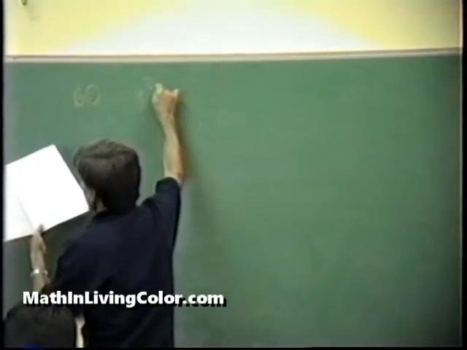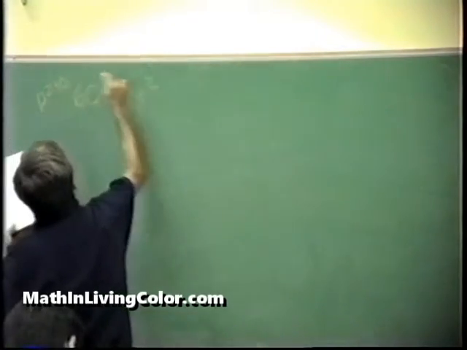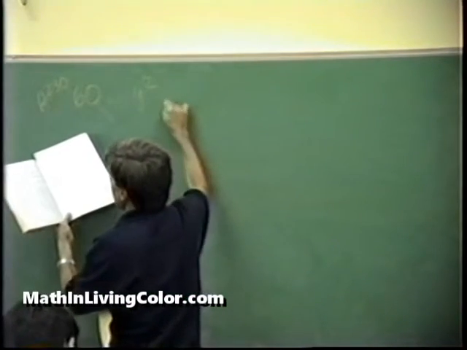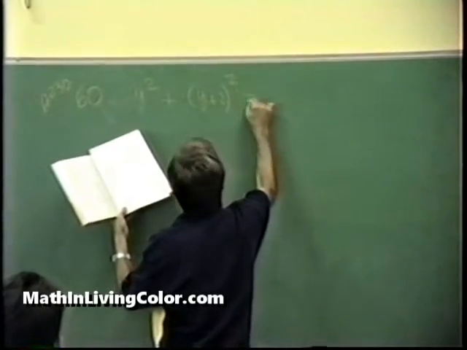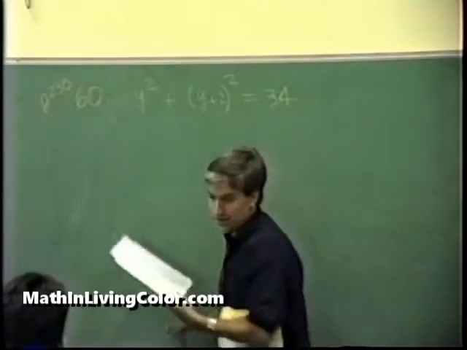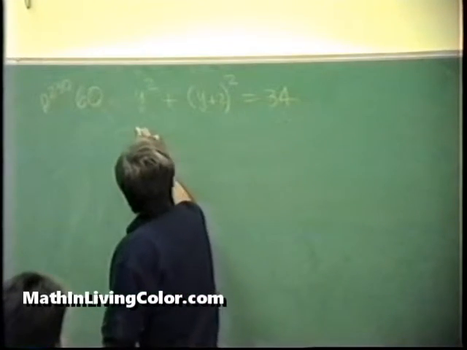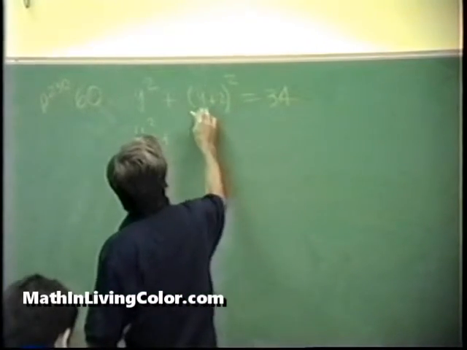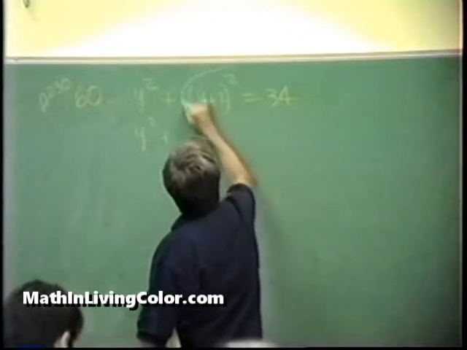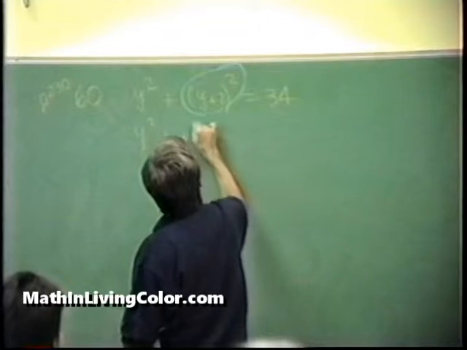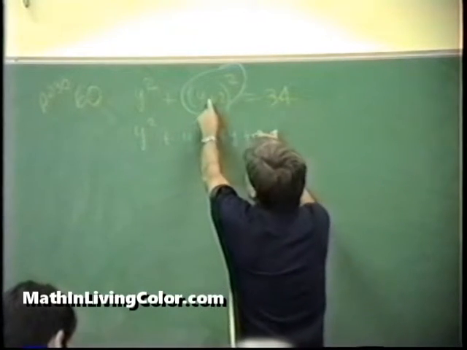This is on page 230, I'm sorry, page 230. Number 60, y squared plus the quantity y plus 2 squared equals 34, okay? All right, now multiply this out. What would you get? When you multiply out the quantity squared, what would that be? Y squared plus 4y plus 4.